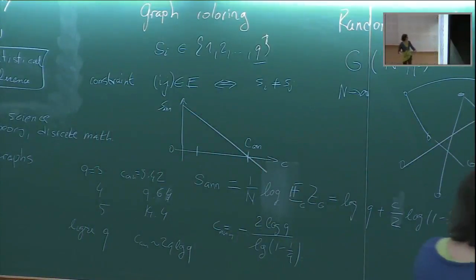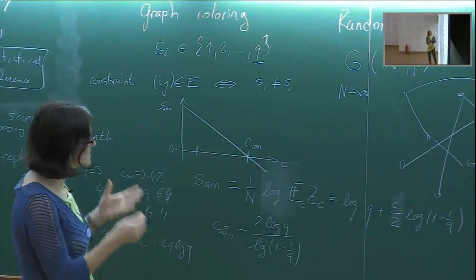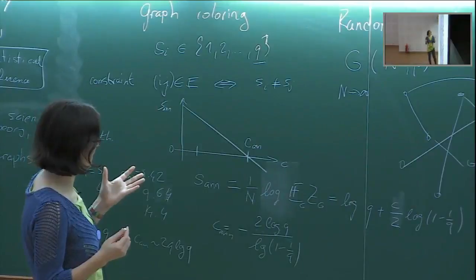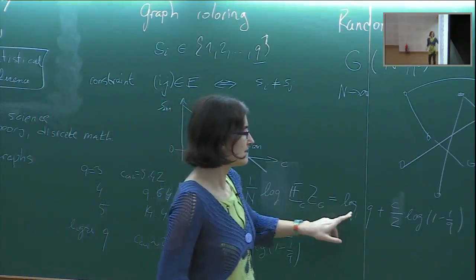So there's some trivial lower bound. And now we have this C annulled. So what's the status of that actually? Let's think about it. First of all, if this annulled entropy is negative, then what does it mean here?